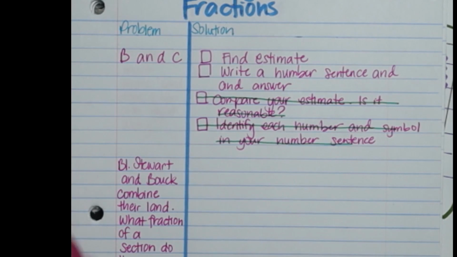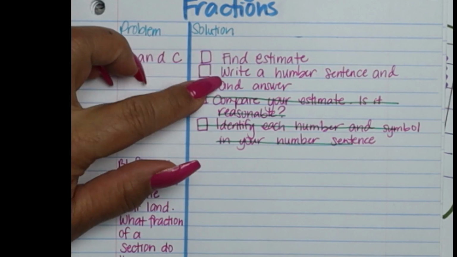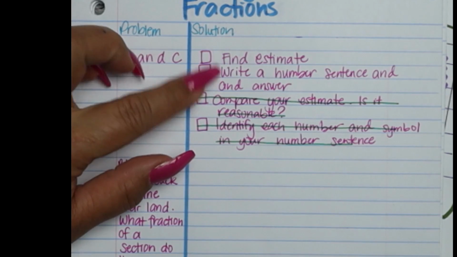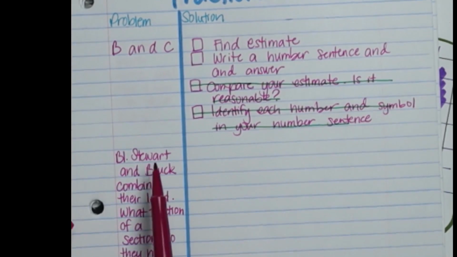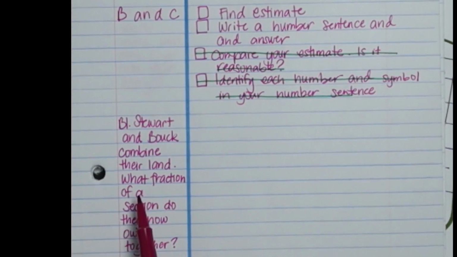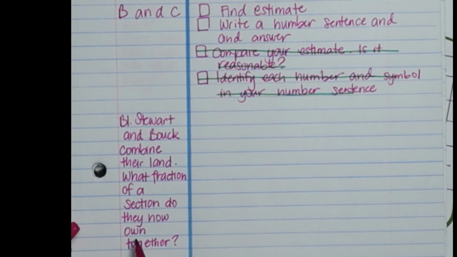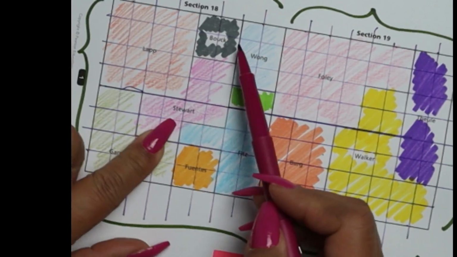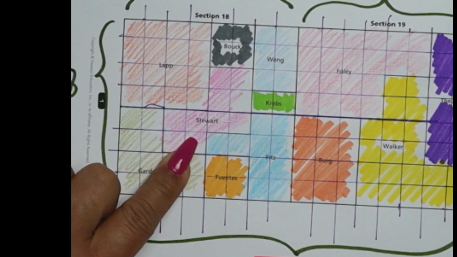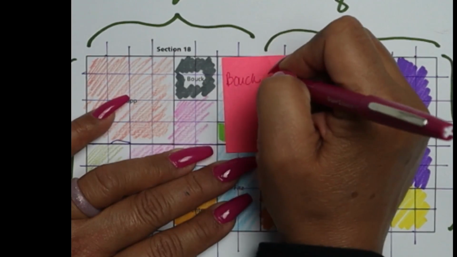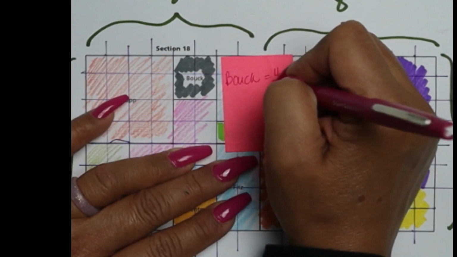Okay, and I want to make sure that I find an estimate and write a number sentence and answer the question. So the first question is, Stewart and Bach combine their land. What fraction of a section do they now own together? So Stewart and Bach are right here. Stewart owns 4 64ths. I'm going to write that down on the side. Equals 4 64ths.